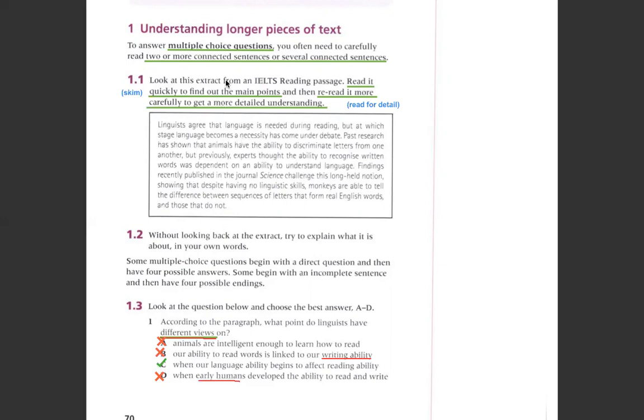Which word in this passage is a synonym for different views? This will help you get your answer. Please type in the chat box, which word here is a synonym for different views? Well, not a synonym, but a paraphrase. So it doesn't have exactly the same meaning, but we use it to have a similar meaning.